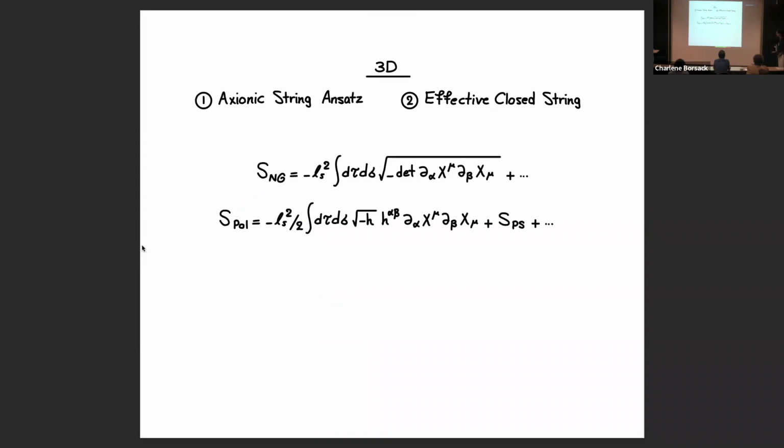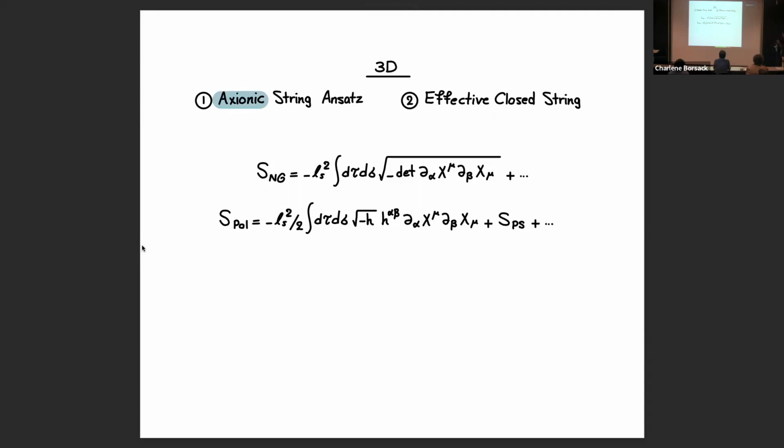In both approaches, one could start from the Nambu-Goto action or equivalently Polyakov. As we are working in non-critical dimension, we have to add the Polchinski-Strominger term. But these terms, the dots meaning higher order operators, along with the Polchinski-Strominger action, won't contribute to the leading order calculation.